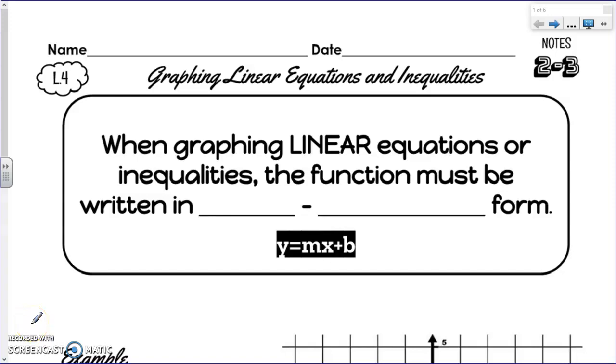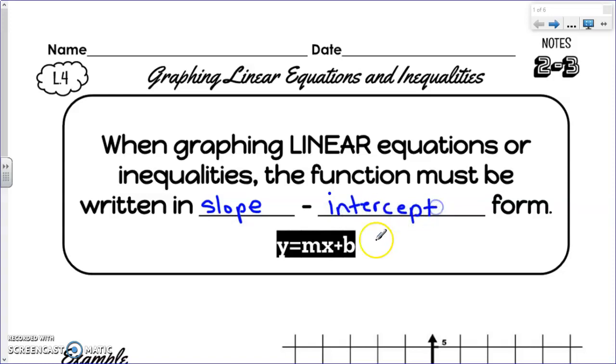All right, we're going to talk about graphing linear equations and inequalities. So you should have done this in one of your previous math classes, but we're going to talk about it as if you've never done it before. When we're graphing linear equations or inequalities, the function must be written in slope-intercept form, okay? So hopefully you're going to remember that it's going to be in slope-intercept form.